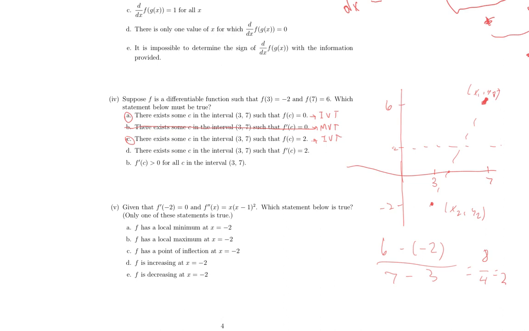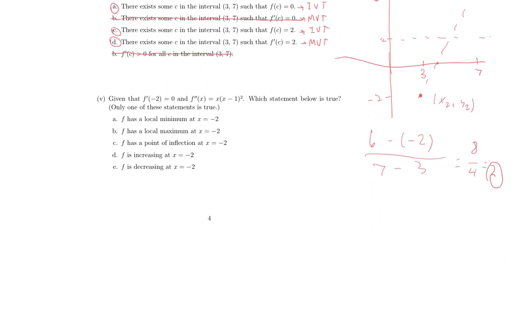There exists some c in the interval such that f prime of c is 2. That's going to be our mean value theorem again. And what we got for the slope of our secant line was 2, so that actually is going to be true. And f prime of c is greater than 0 for all c. That's not true. If we think about drawing this line however we want, I could go down and then up, in which case there's a spot where our derivative is negative. So we can't say that. That's going to be wrong. So it's going to be A, C, and D on this one.